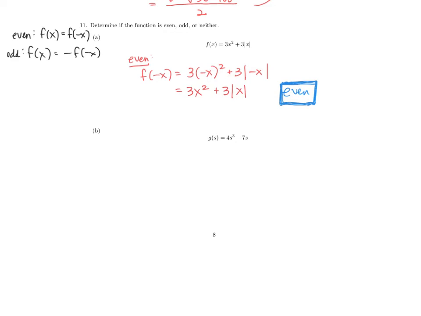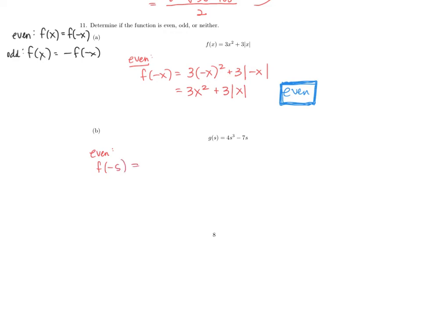All right, and you're done. If it's even, then obviously it's not odd. It's one or the other. So part B, I'm going to check to see if this is an even function. So I'm going to find what f of negative x is. Oh, this time it's s, so let me change that.